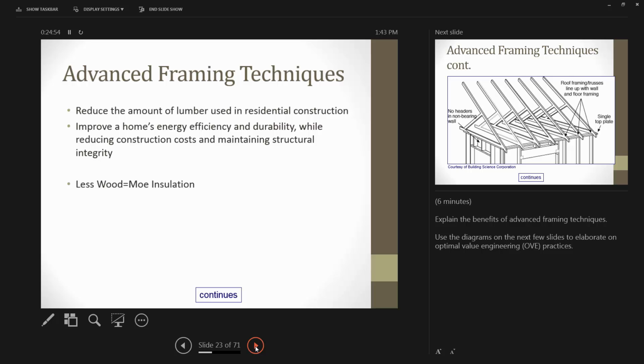And then when we start looking at energy modeling and building assemblies, we're going to talk about advanced framing. And advanced framing isn't anything technologically advanced. It's just a structural and engineered method of using, that should say more insulation, less wood and more insulation.